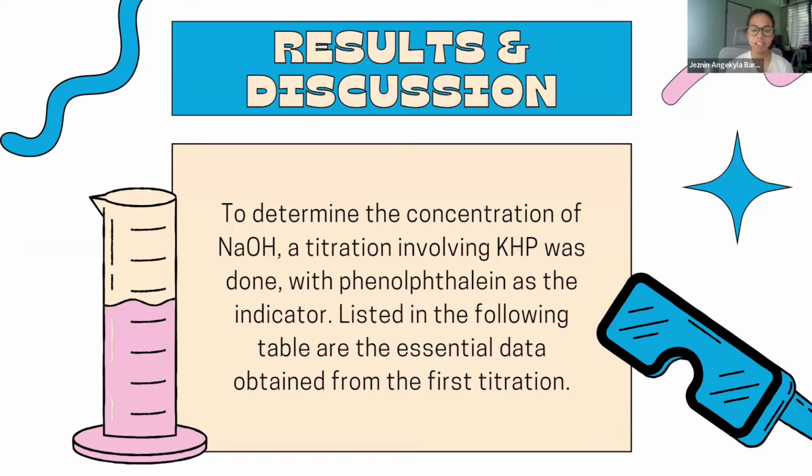So to determine the concentration of NaOH, a titration involving KHP was done, with phenolphthalein as the indicator. As reported by Straub-Joubbe, the standardization of a volumetric solution, or in this case NaOH, used for titration is one of the vital preconditions for reliable and transparent titration results. This is because well-grounded titration results can be achieved only through working with the exact concentration of the volumetric solution. Listed in the following table are the essential data obtained from the first titration.